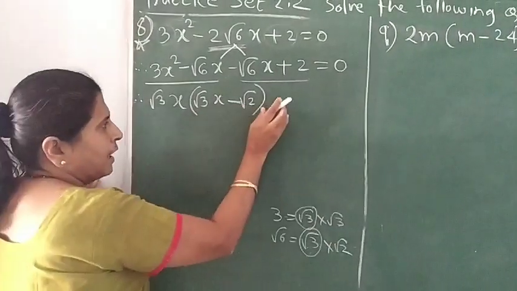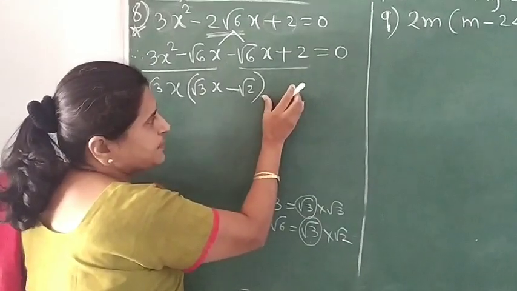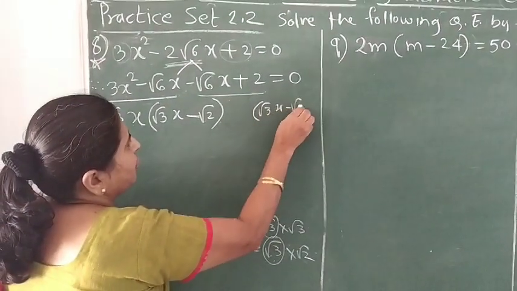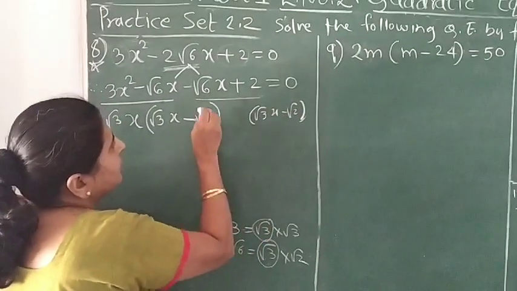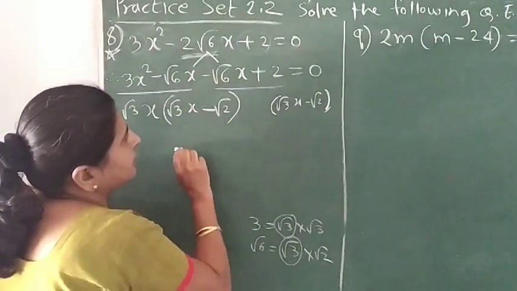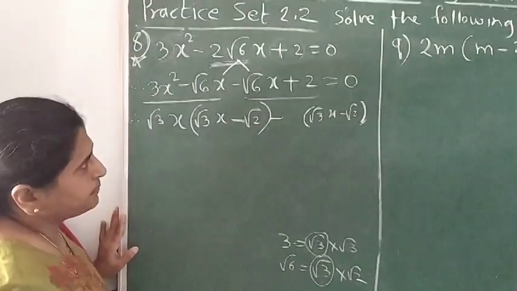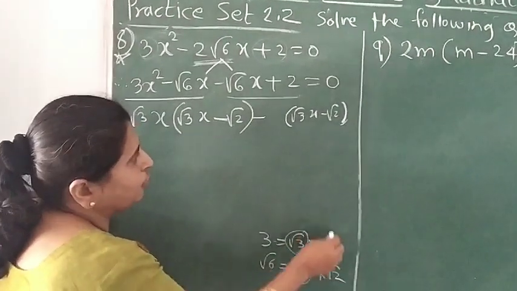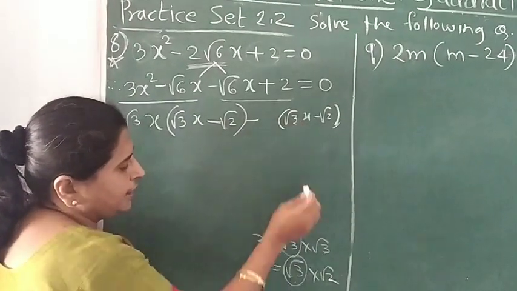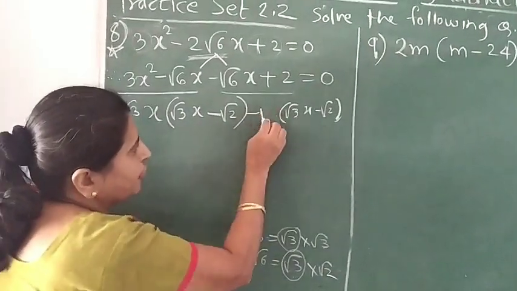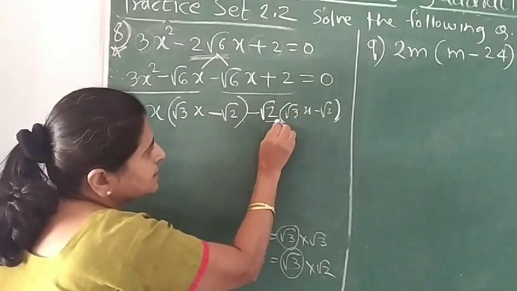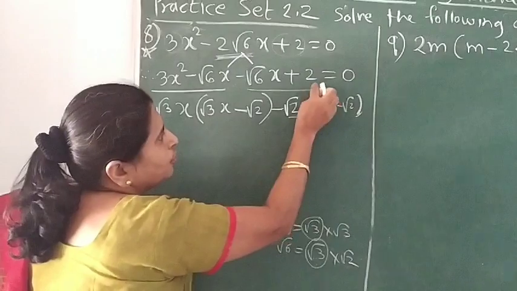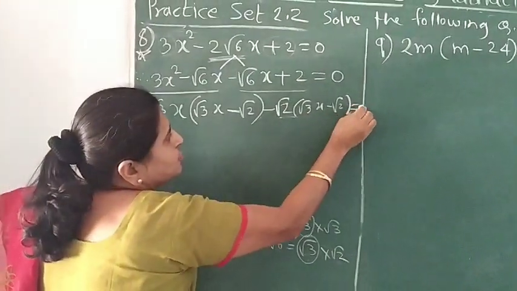Now leave some space and copy the same bracket here: square root of 3x minus square root of 2. Okay. Now here compare. In this third term, the minus sign is there. And square root of 6, what are the factors of this? Square root of 3 and square root of 2. Here we have written square root of 3, so the remaining is minus square root of 2 here. So now you can check the product of these two is the same as here, and the product of these two is plus 2, equals to 0.